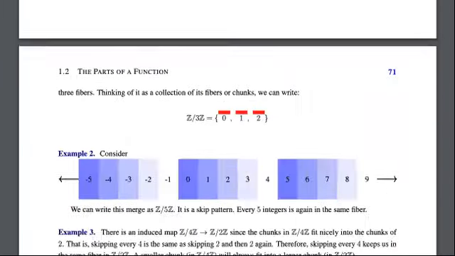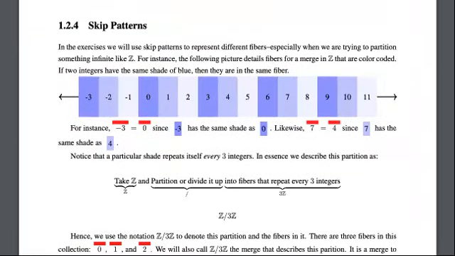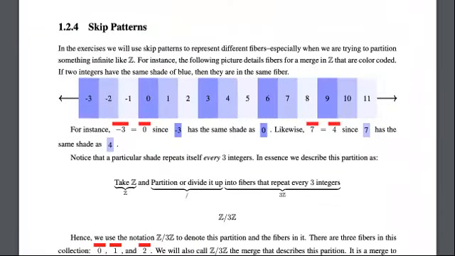Okay. Last but not least is skip patterns. All right. So any chunking defines a function and defines an equivalence relation. Why don't we take the integers? Let's chunk them as follows. Everything that has the same color will be in the same chunk. So -3, 0, 3, 6, 9, and so forth. So all multiples of 3, let's let that be a chunk.